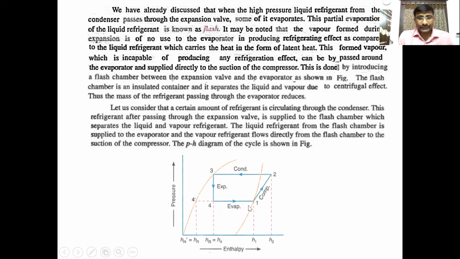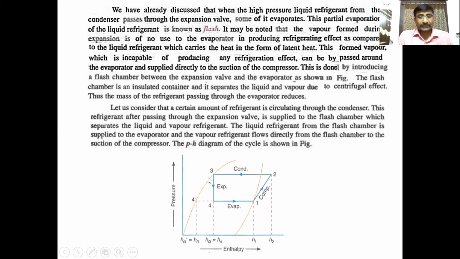M2 amount of refrigerant will be compressed in the compressor from 1 to 2. From there, the M2 amount of superheated vapor refrigerant will be sent to the condenser. In the condenser, that superheated vapor condenses to saturated liquid. This saturated liquid is expanded in the expansion valve. During this expansion process, the state of the refrigerant comes into the wet region.